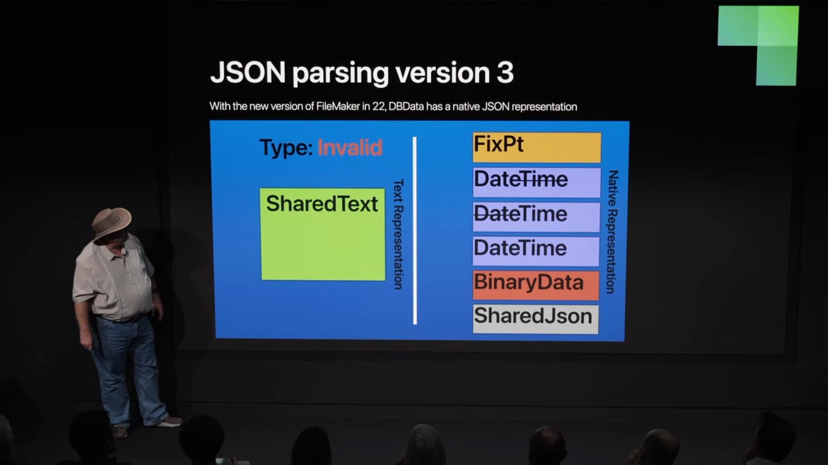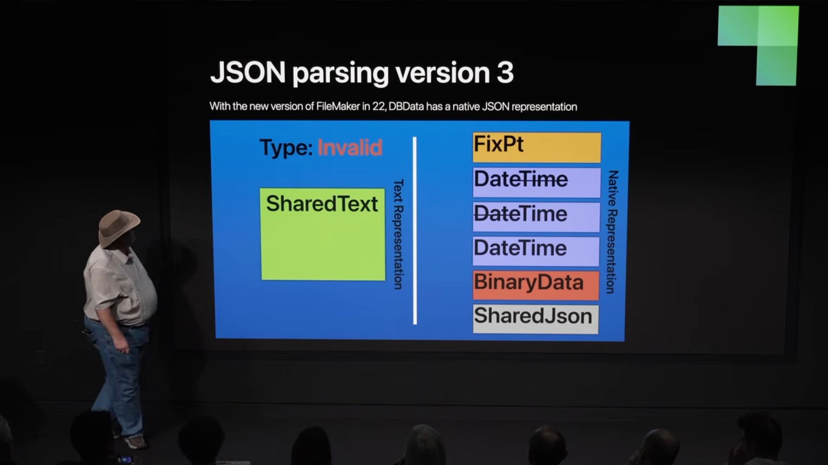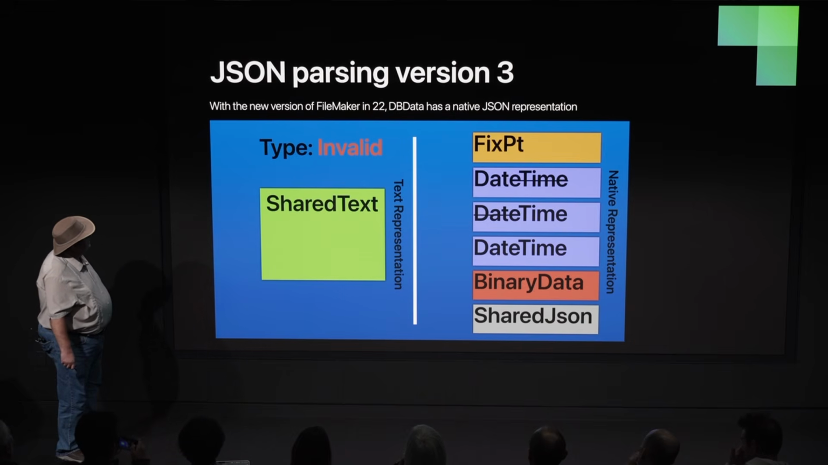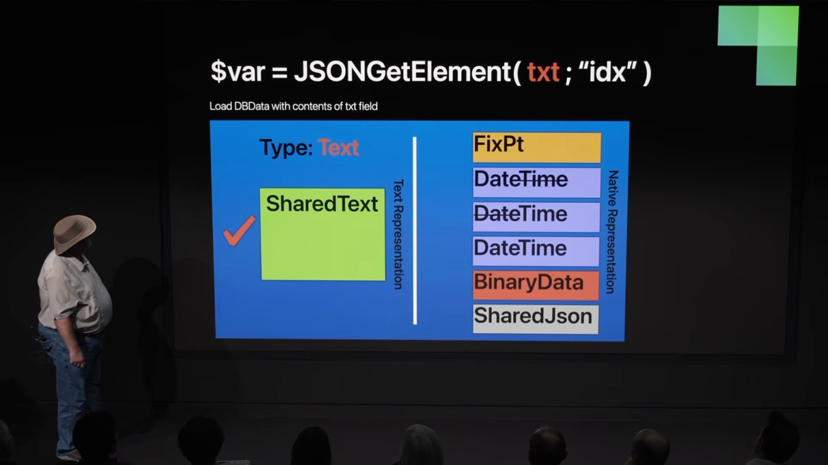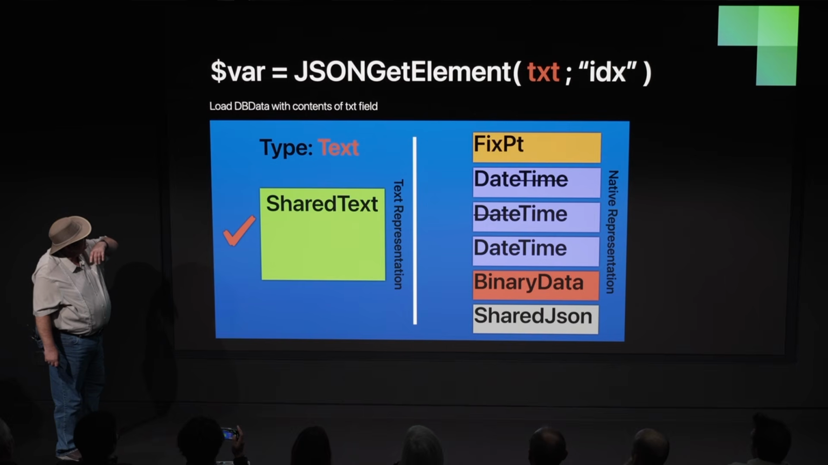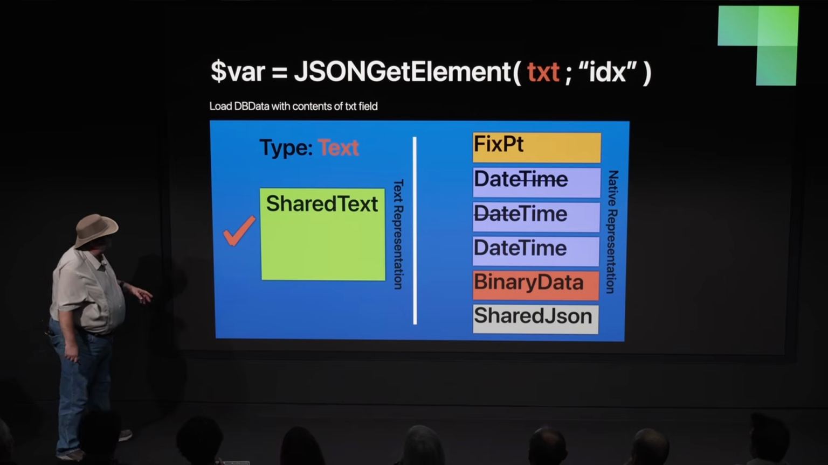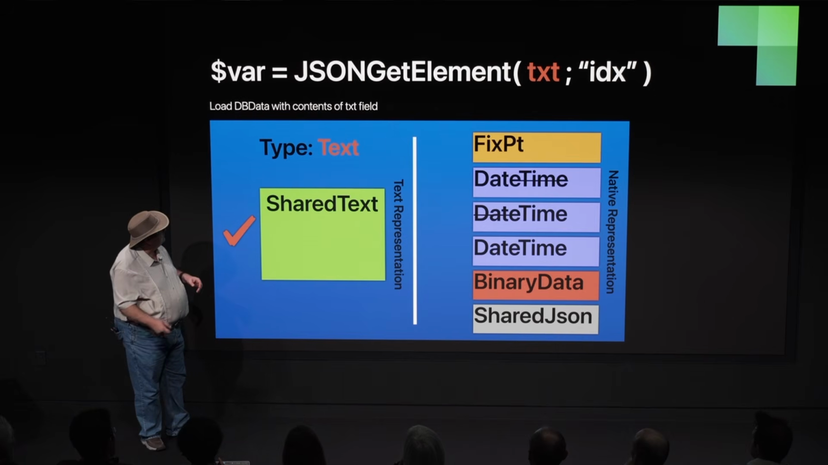So what have we done for JSON parsing version 3? Now we're going to do another calc. We start the same way. We have an empty DB data. So at the calc at the top here, we're going to load in a text field, get the index value as from the object inside there, and then store it in a variable. As I mentioned, all text in FileMaker is stored as text on disk. So we load in the text. We see we're doing a JSON get element.